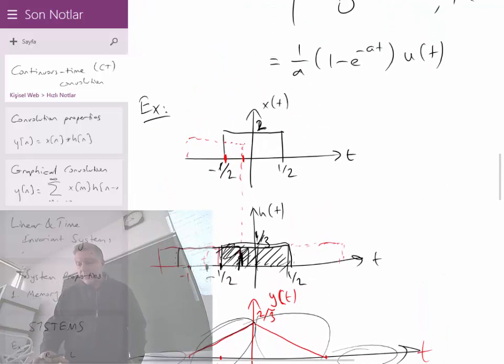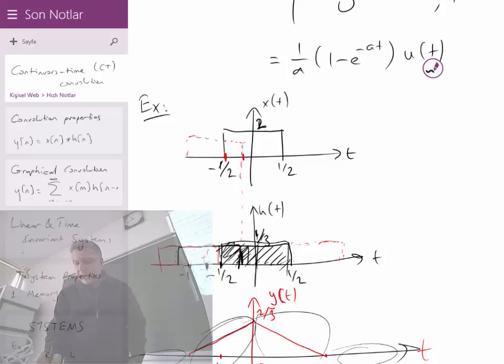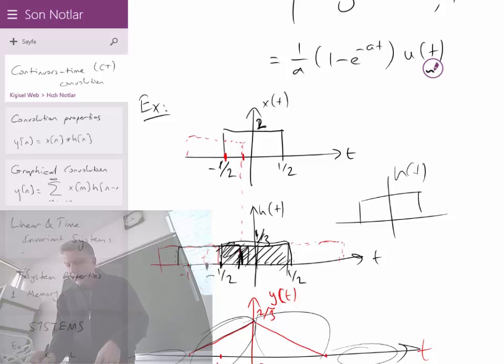It is given that way. I gave you x of t like this, and I gave you h of t like this. So I'm shifting with respect to the center point. When I flip around h of t, which was originally this shape, let me draw it again. This was h of t. What is h of minus tau, in other words? If you flip it around, it will be the same. Do you agree with this?